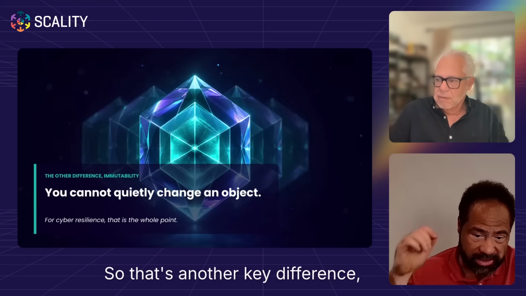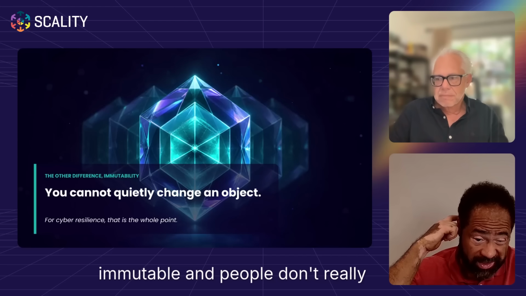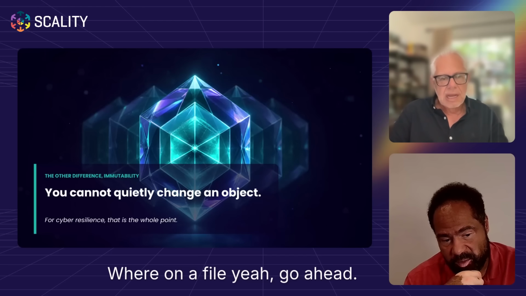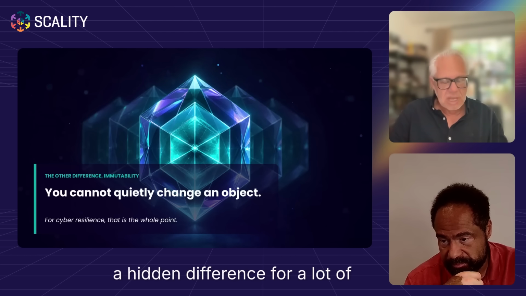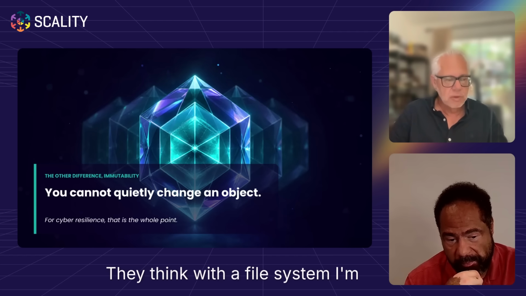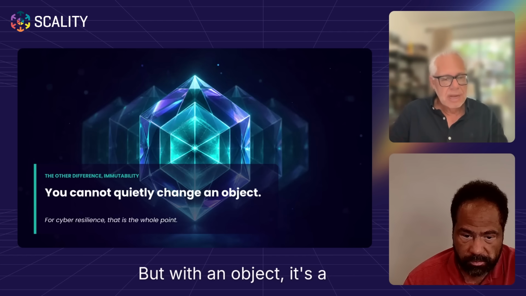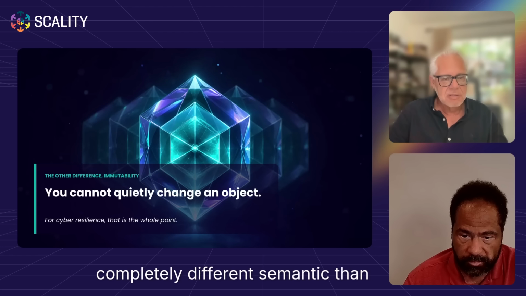So that's another key difference. Object storage is immutable and people won't really understand it, at least not immediately. I agree. I think this is a hidden difference for a lot of people. They think with a file system, I'm changing files in place. I'm changing my data in place. But with an object, it's a completely different semantic than POSIX, right?